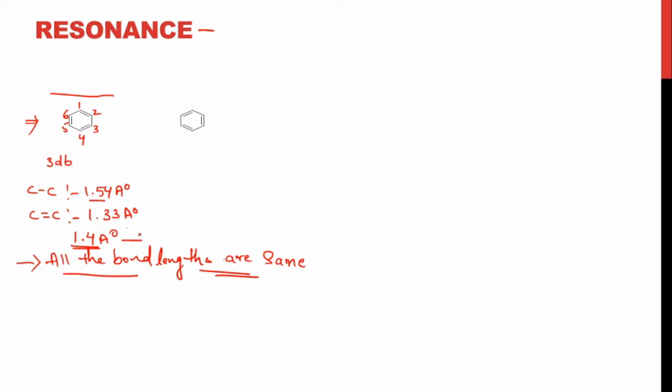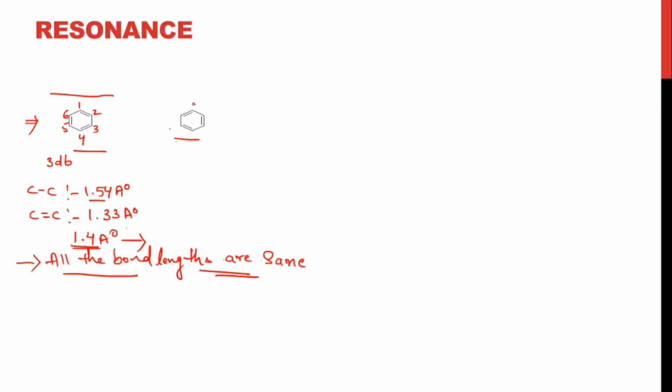By seeing this experimental value, we came to an understanding that the pi electrons in this molecule are not at the same position. They are getting delocalized. They are moving within the molecule. When we are saying that electrons are moving within the molecule, we can write the molecule like this also. So we can write the bonds at different positions also.